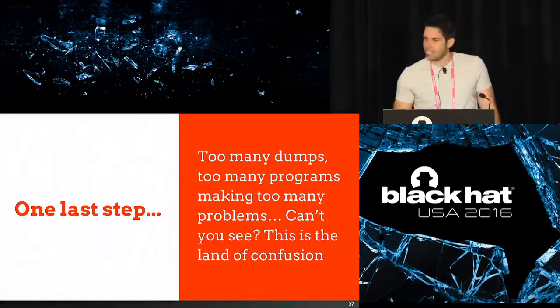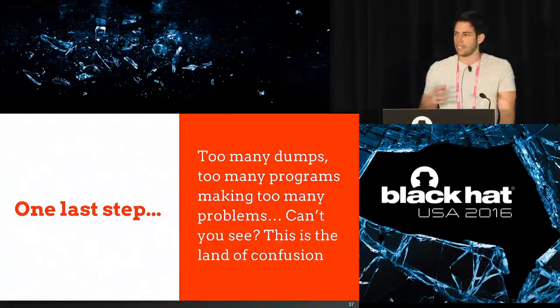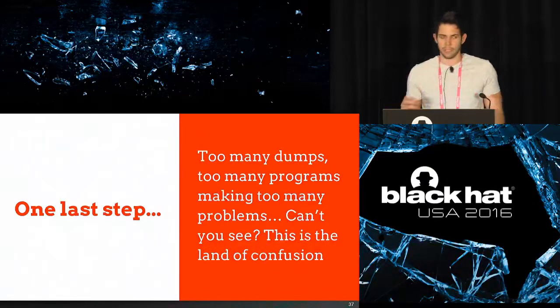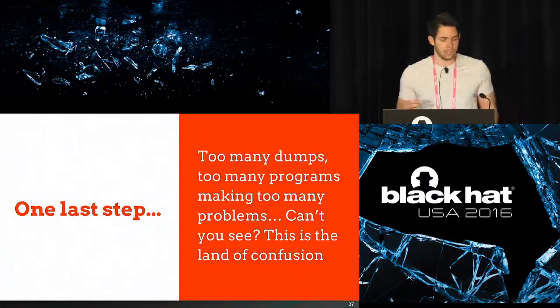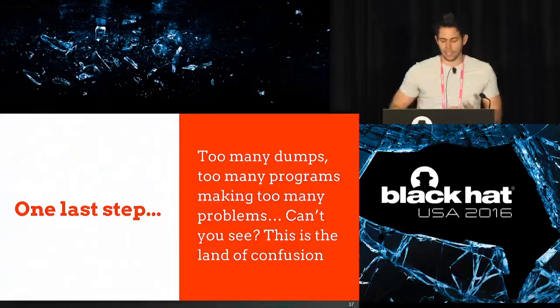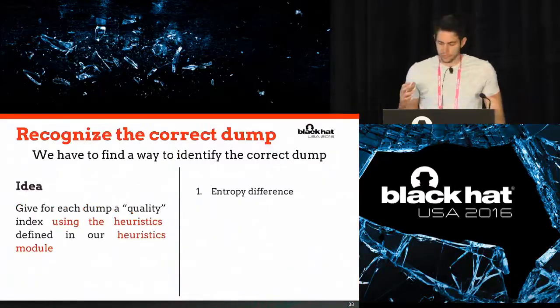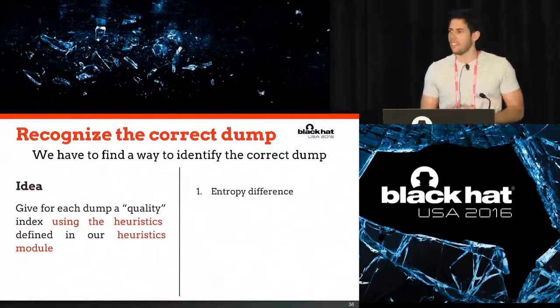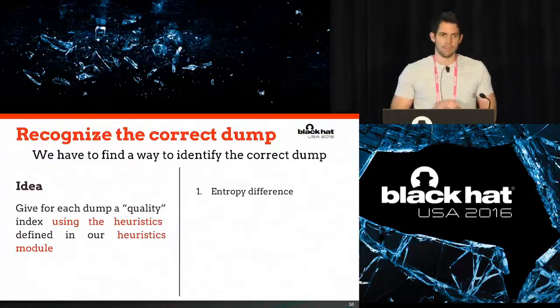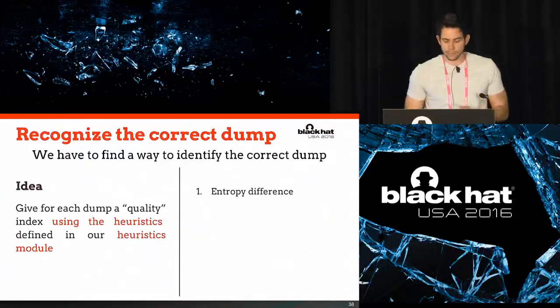As we have seen until now, as a result, our system produces a lot of dumps. So we need to find a way to identify the correct one in an automatic way. The basic idea we exploited is to give each dump a quality index through a series of heuristics. These heuristics are usually employed manually by malware analysts during their analysis.